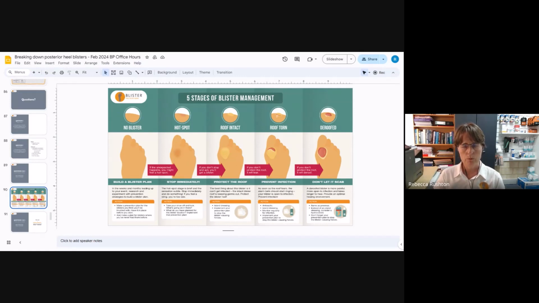If the roof is torn, we need antiseptic to prevent infection, plus the island dressing, and that will also absorb fluids from the blister. And if it's de-roofed, we need the antiseptic to prevent infection, plus either an island dressing or a hydrocolloid would be a better option. Why a hydrocolloid for this one? Because a hydrocolloid needs a raw blister base or a raw wound base to be able to create the optimal conditions for healing. But of course, that is just first aid.